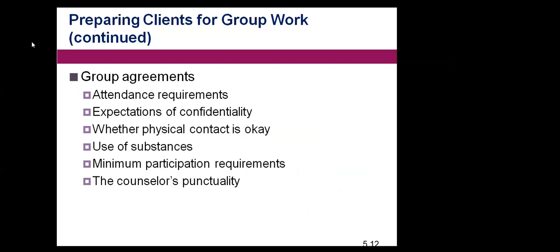And then group agreements. This is an example of group agreements, and you can find some samples in resource page 5.1. Attendance requirements: you have to have a requirement for attendance, that this is our own group for the benefit of all. We need to get at least 80% attendance or whatever. And the expectations of confidentiality: whatever we discuss here ends here. It's not a thing that will go about gossiping and then laughing at people, criticizing. No. Whether physical contact is okay, you have to decide based on your culture.